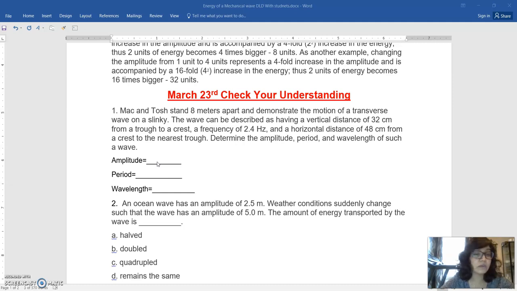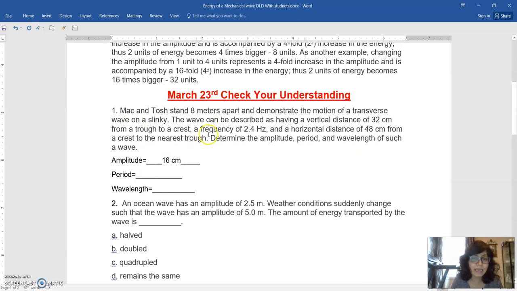So one question was, two students stand 8 meters apart and demonstrate the motion of a transverse wave on a slinky. The wave can be described as having a vertical distance of 32 centimeters from trough to crest. So we all know that if we are having the vertical distance from trough to crest, that means from top to bottom, and there's a midline in any wave in between. That being said, this simply means the amplitude will be half of that distance. So it will be 16 centimeters. I'm just writing my answers here.